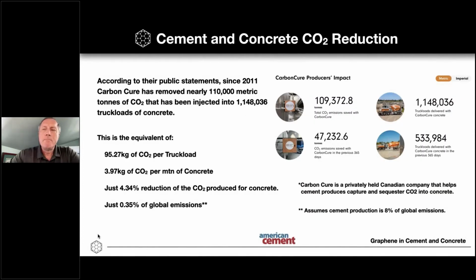I want to share some information about an organization that's received a lot of visibility in this space, and that is CarbonCure, a Canadian company whose model is to sequester CO2 that's been obtained through other carbon capture venues. It could be from energy generation plants where the CO2 has been captured, and then transported to a cement or concrete production facility where it's injected into the concrete so that it's sequestered there. The figures they've published show an impressive amount of about 110,000 metric tons of CO2 sequestered in this way since 2011. On a pro rata basis, that's about 4 kilos of CO2 sequestered per metric ton of concrete.